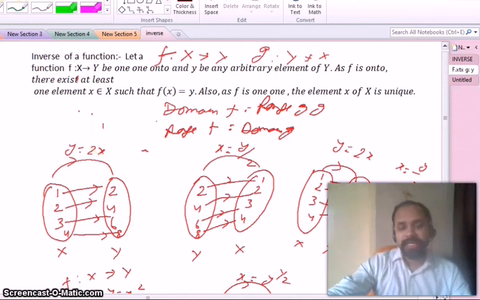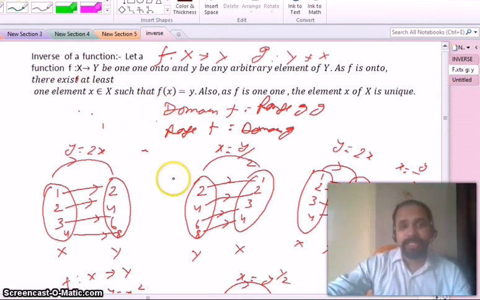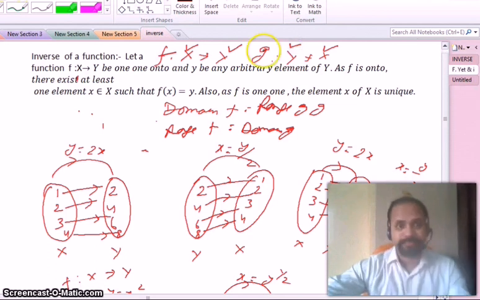That means if any function is invertible, so if we want to find the inverse of f such that x to y, then the domain of f must be the range of g, and the range of f must be the domain of g.